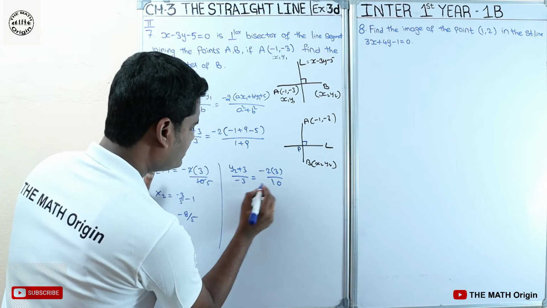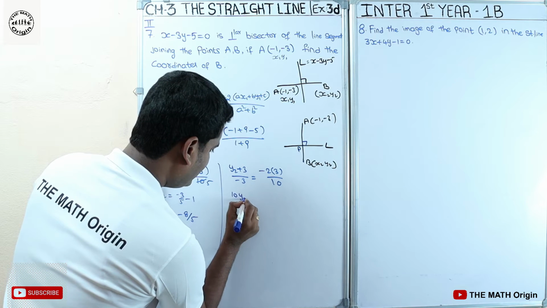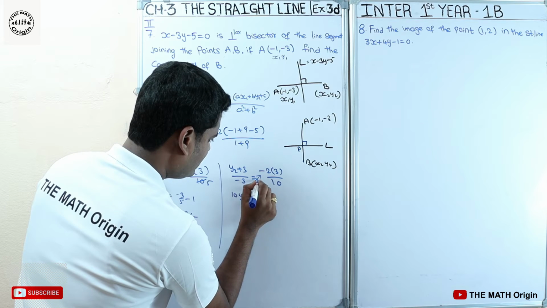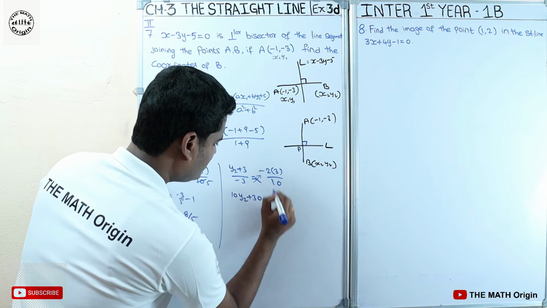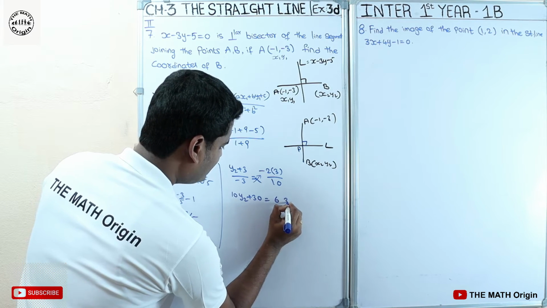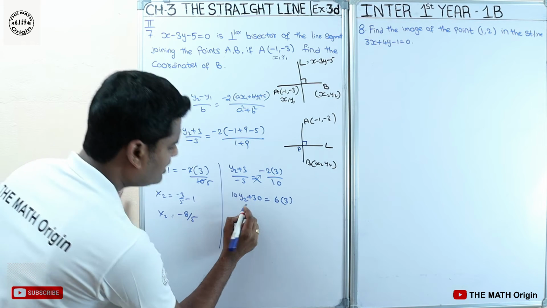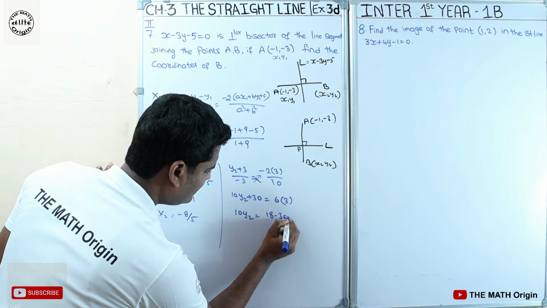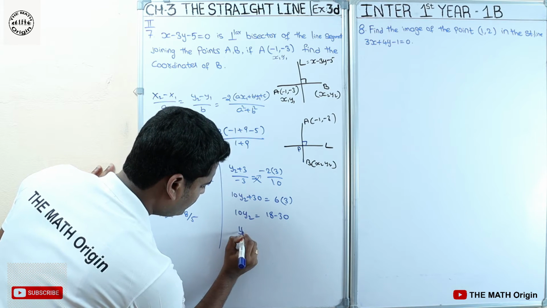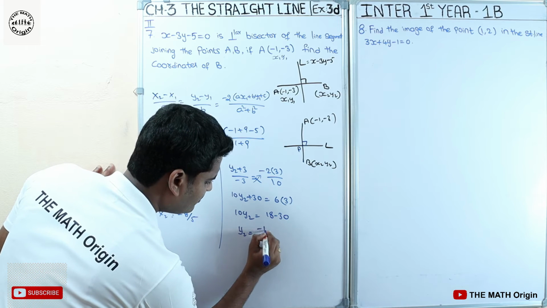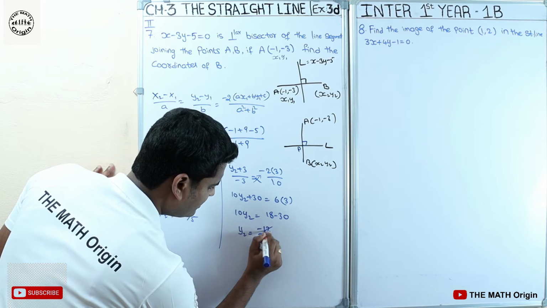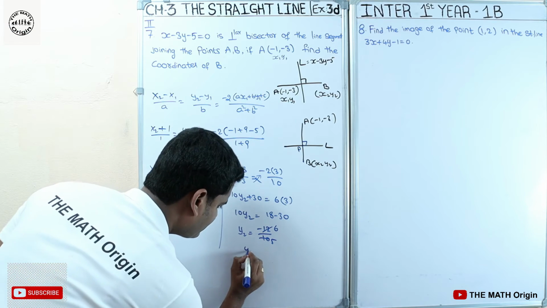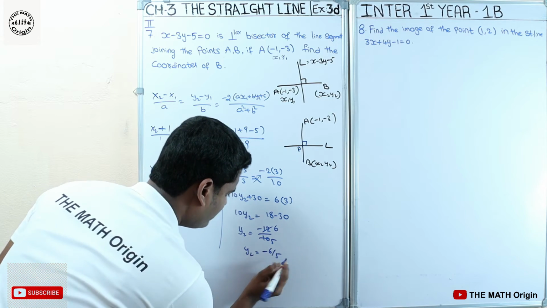So from this let's do cross multiplication. 10y2 plus 30 is equal to, cross multiplying, minus into minus plus, 3 times 6 into 3. Now 10y2 is equal to 18 minus 30. y2 is equal to 18 minus 30, which is minus 12 by 10, which is minus 6 by 5. Therefore we got the y2 value as y2 equals minus 6 by 5.